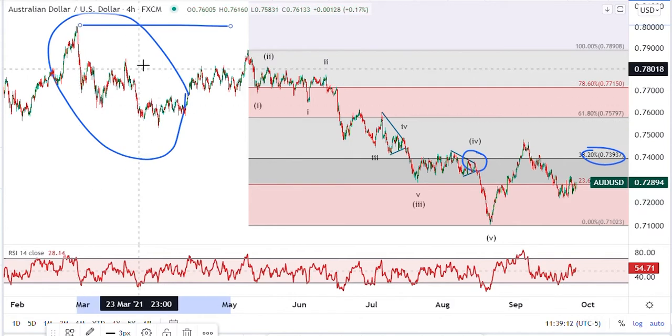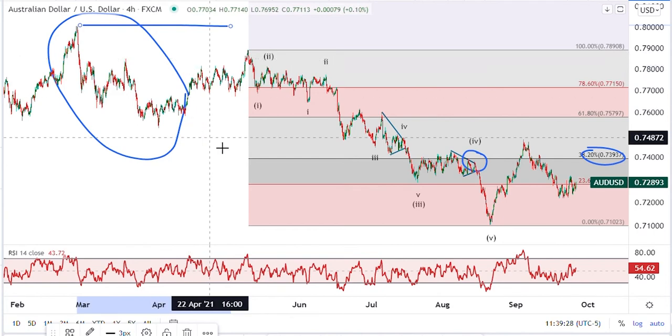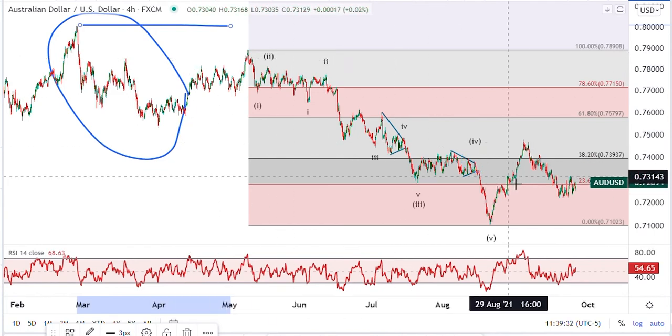So this pattern right here sticks out like a sore thumb to me and suggests that there will be a time in the future when Australian dollar is trading above 80 cents. Right now it's at 73 cents. Now, will it go lower before it goes higher? That's a question we'll need to check out. Let's unpack this a little bit further.